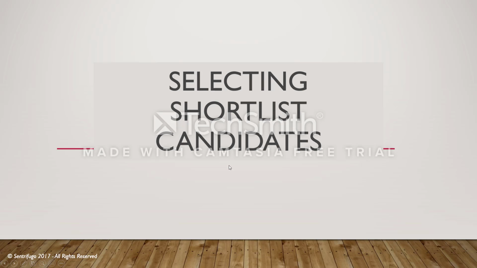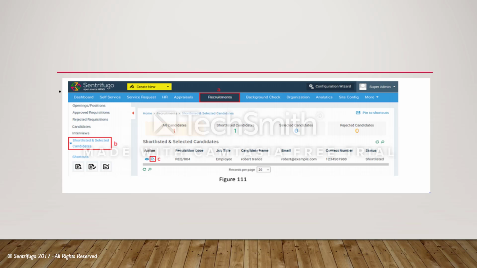Now what we're going to talk about is selecting shortlisted candidates. So here we go again. We're going to go to Recruitment. We're going to go to the shortlist selected candidates, and we're going to click the Edit tab because the shortlist will be chosen from the interview process. It's not something we do. We don't manually add shortlisted candidates.